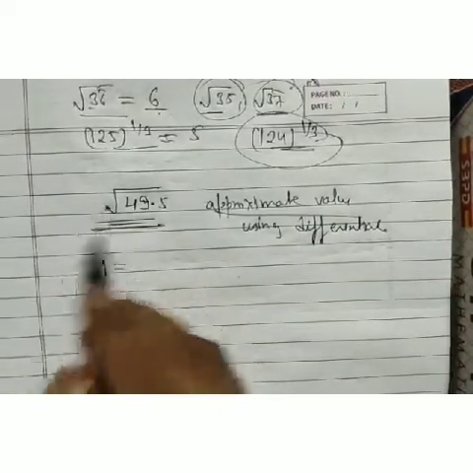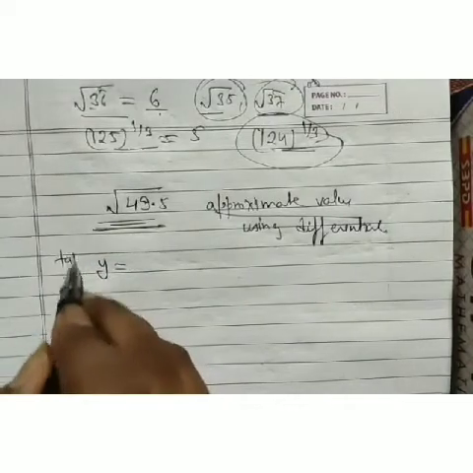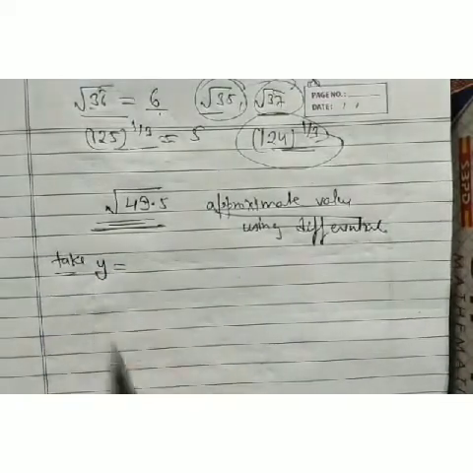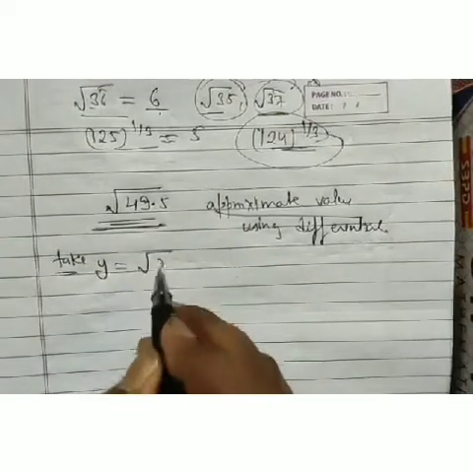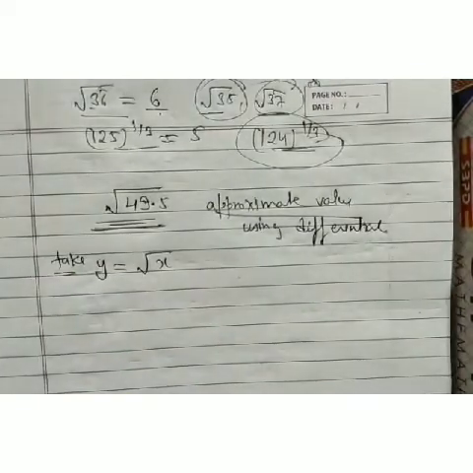Our function is the square root function. Our first step is to identify our function. This is a square root, so our function is y equal to under root x.